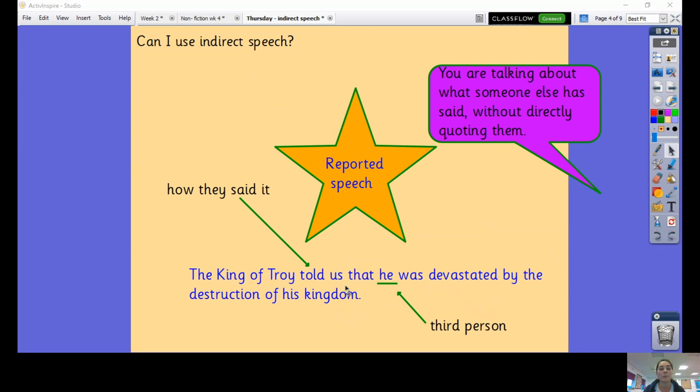Here is an example of some reported speech. The King of Troy told us that he was devastated by the destruction of his kingdom. We will be using the third person. You will not be saying I in any of it because it's not a direct quote, okay? And again, we're including those how they said it: told us, commented that, reported to us.